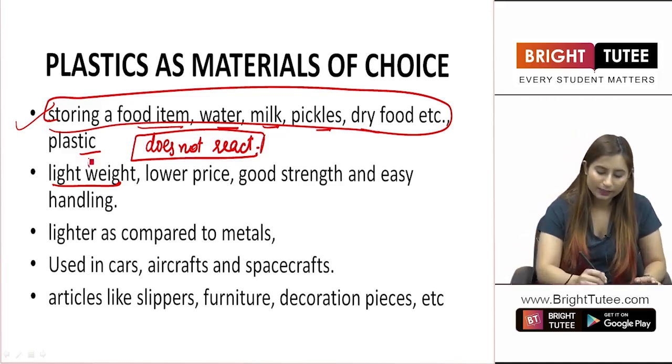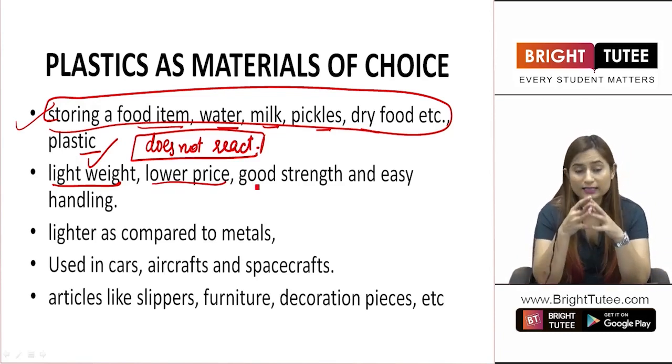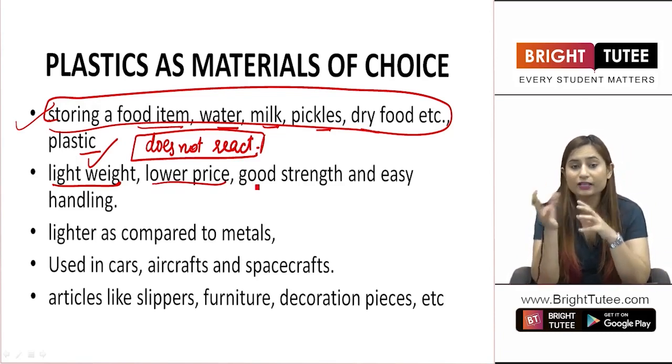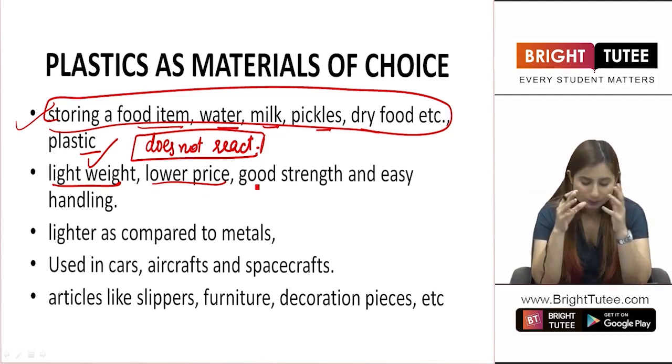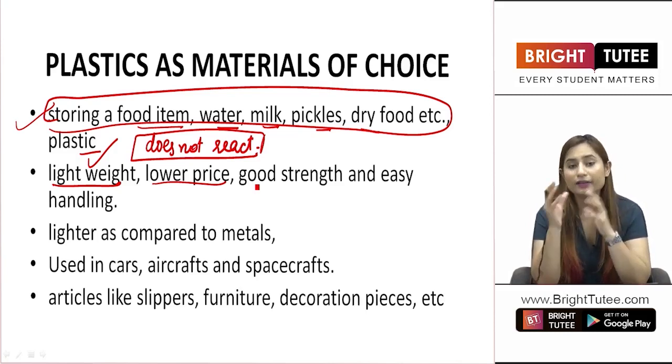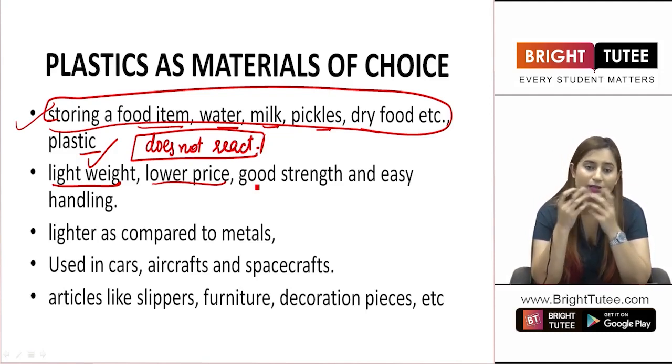So it is lightweight. It is of lower price. It is cheaper to produce plastic. It is very difficult to extract metals and other substances to make our articles, but plastics are of lower price and are easily available as well, because they can be manufactured, they are man-made articles, so they are very easily manufactured.